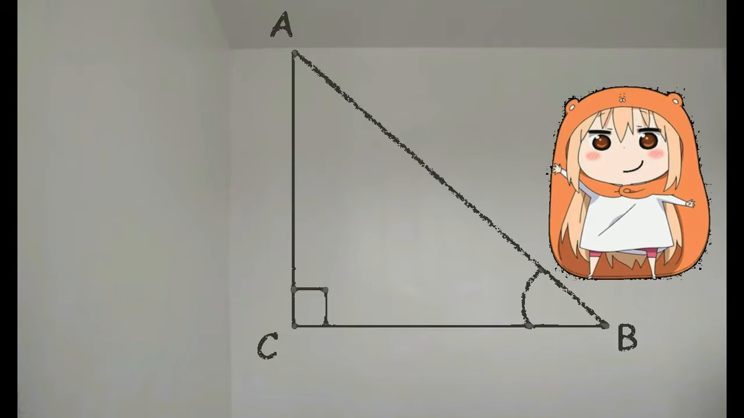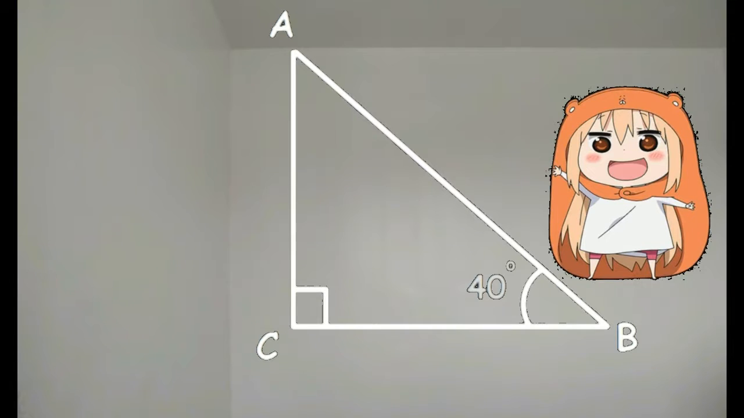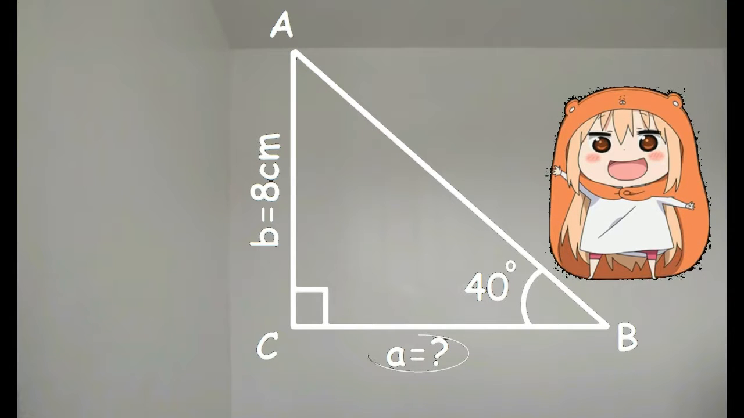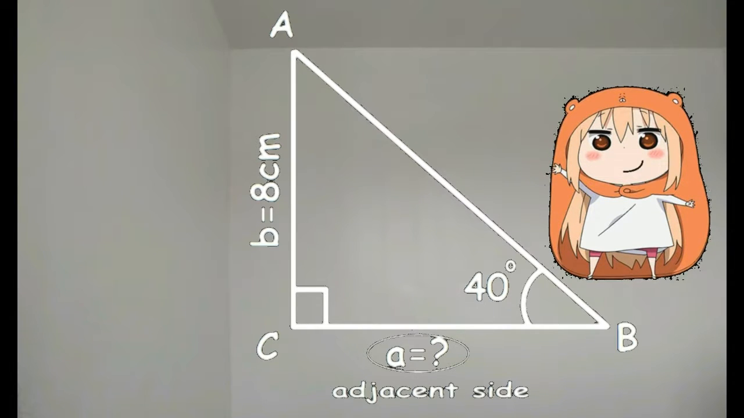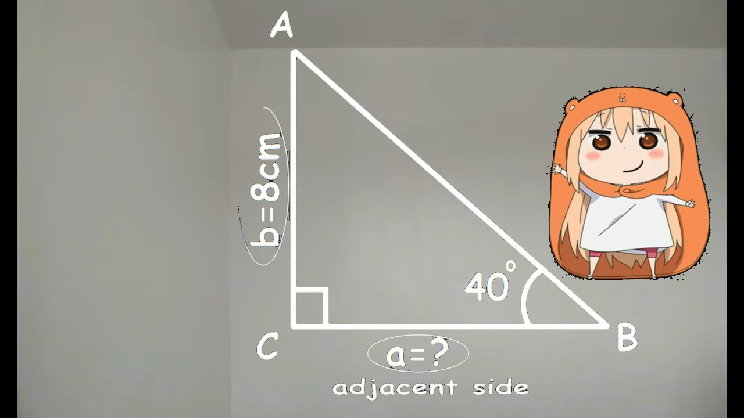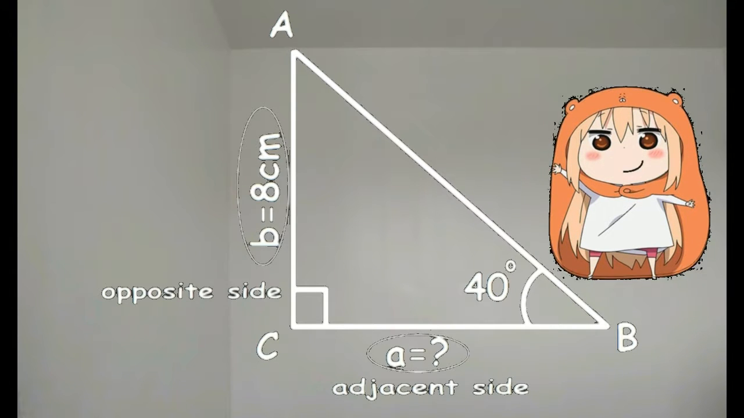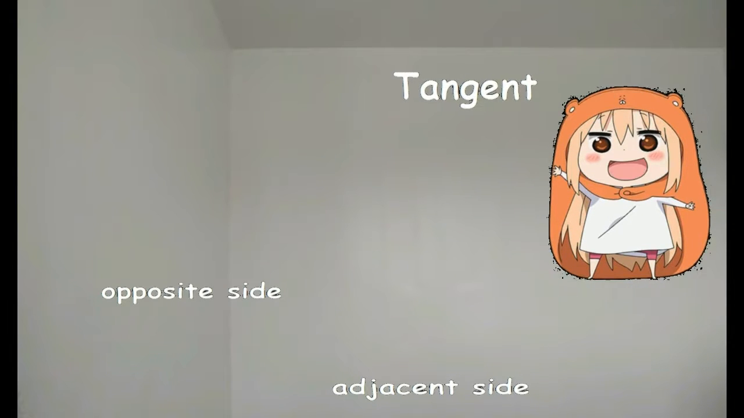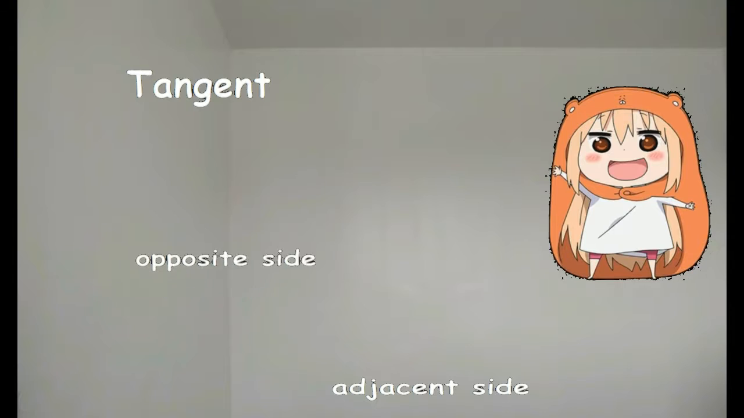Next example. Given that angle B is 40 degrees and side B is 8 cm, what is the value of side A? The side A which we are looking for is the adjacent side of angle B, which is 40 degrees, and the other given is side B, which is 8 cm. In that case, we are going to use tangent in solving the value of side A.